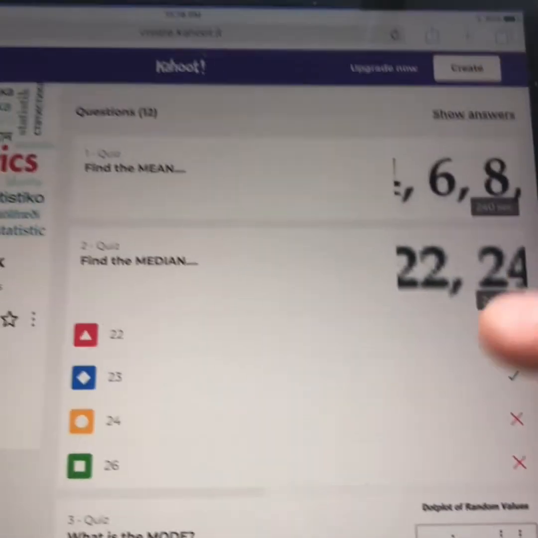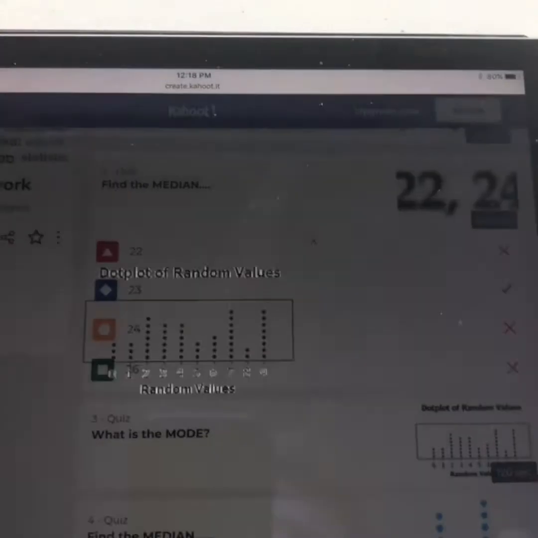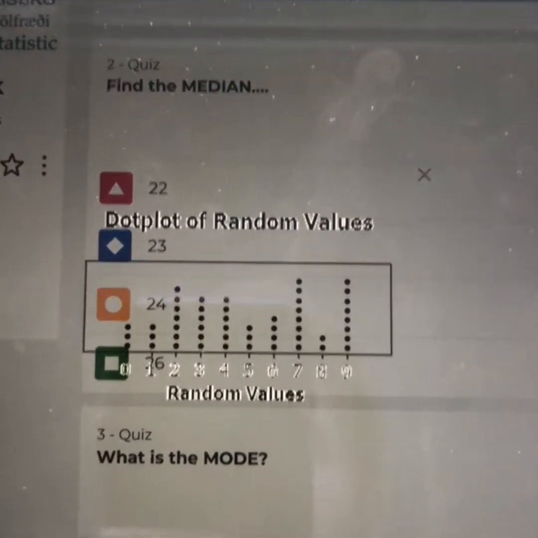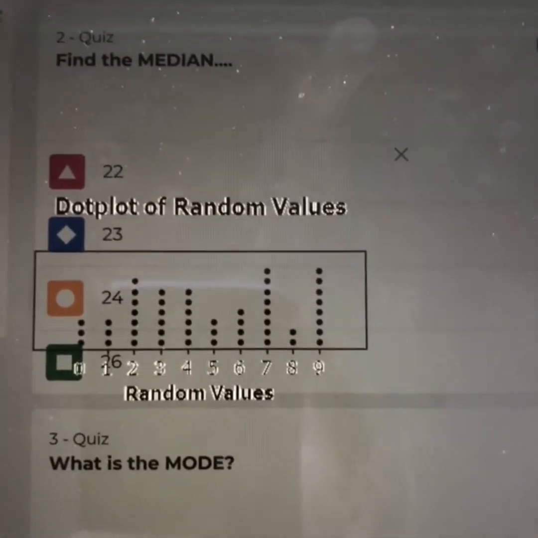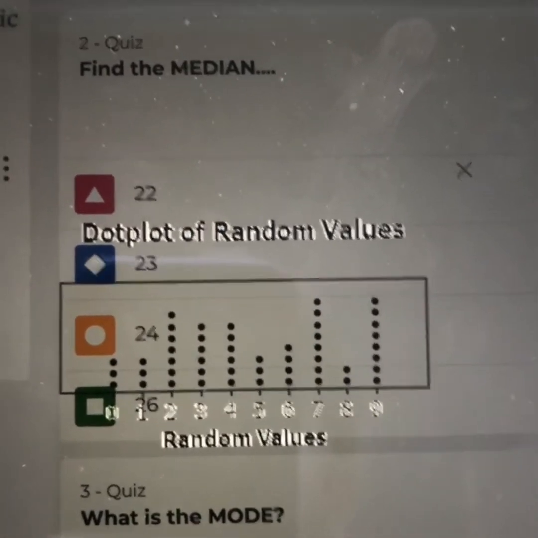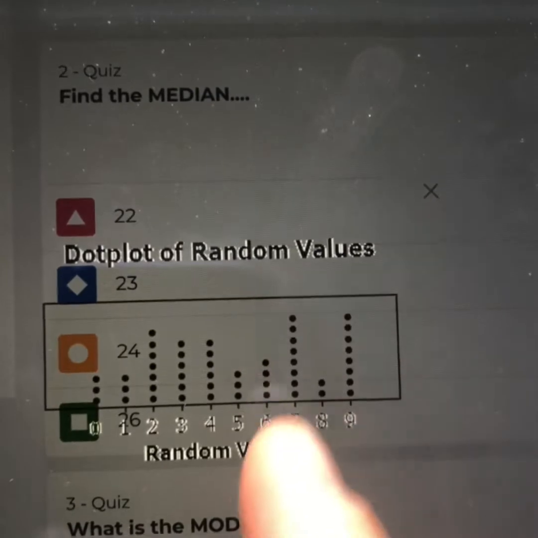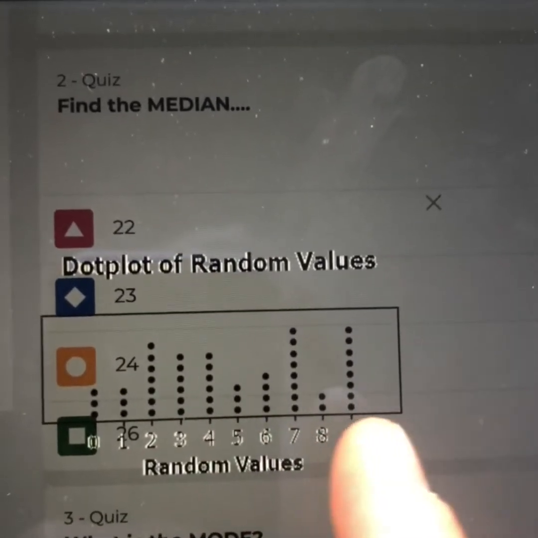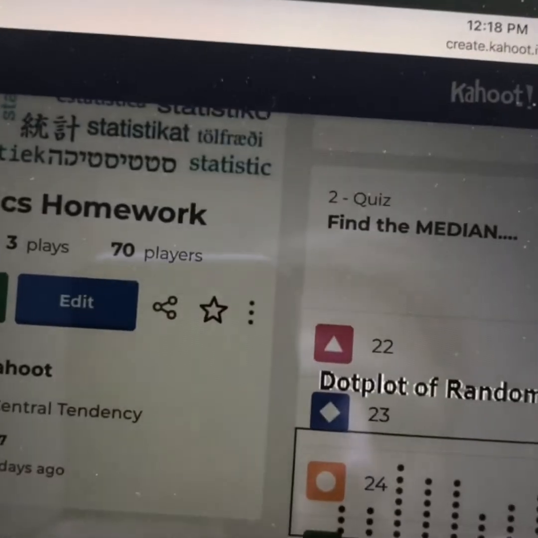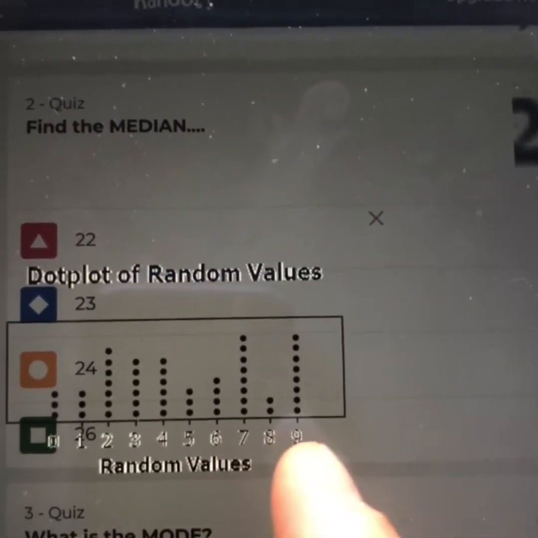Okay, there it is. And moving on to the mode. If you can see that dot plot of random values, the mode is the most frequently occurring number in the data. In this data series of random values, you're looking at a chart, but you can see that it looks like 7 and 9 occur the most often. They both have, it looks like, 8 values, so they occur 8 different times.